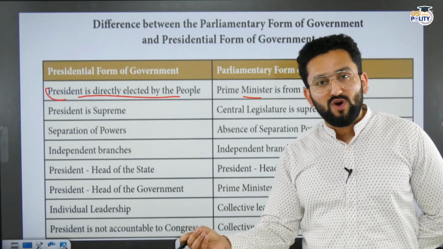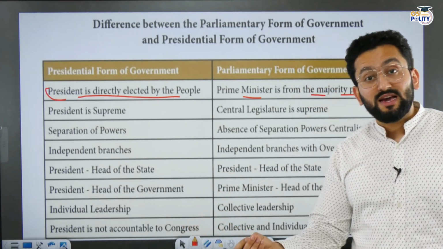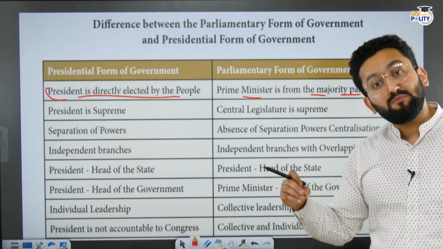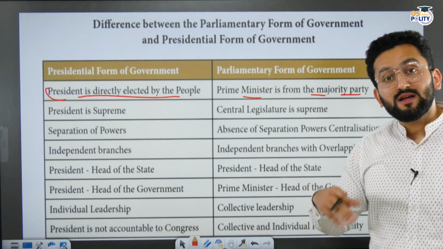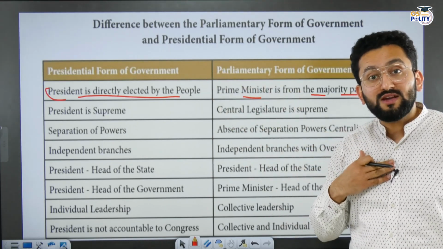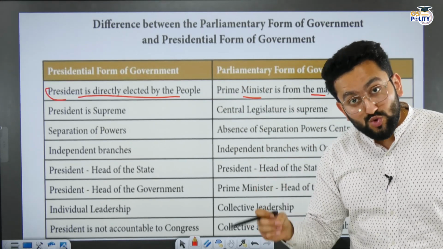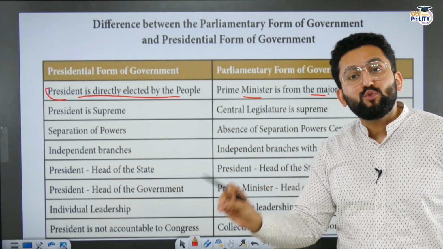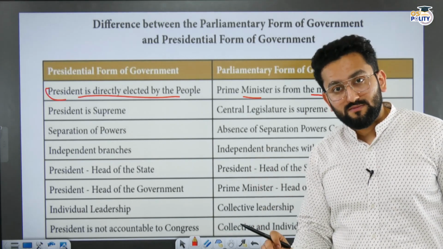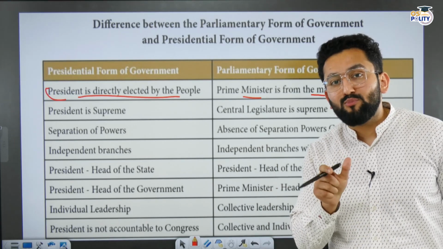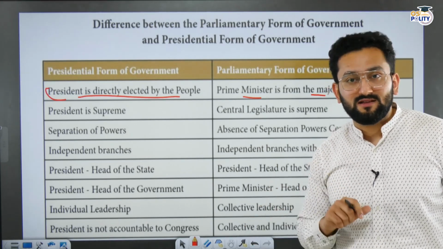Modi ji got elected from Varanasi, and since his party BJP got a majority in Lok Sabha, BJP in Lok Sabha said that we want Modi ji as Prime Minister, that he is our leader. That's how the Honorable President appointed Modi ji as Prime Minister. My friends, you need to be very clear about these words: appointed, elected.